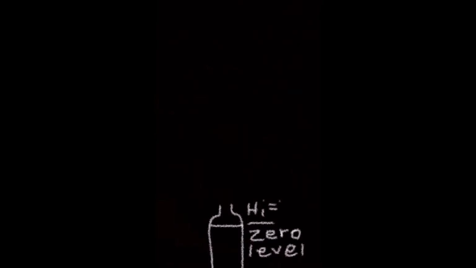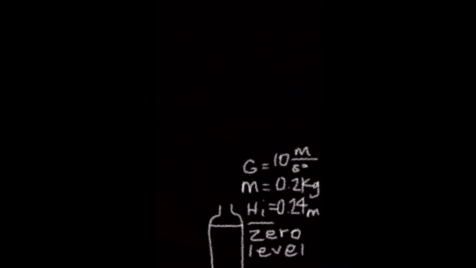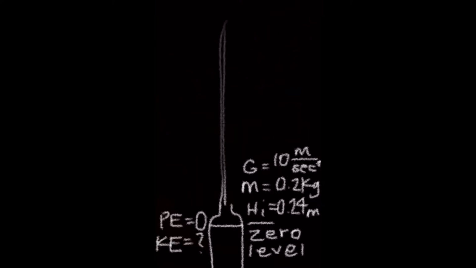Before the liquid exploded from the Diet Coke bottle, the height at the zero level was 0.24 meters. The mass at this point was 0.2 kilograms, and gravity is always 10 meters per second squared. This information will help us calculate the potential energy and kinetic energy at the 3 different points: the zero line, the midpoint, and the top of where the liquid reached.